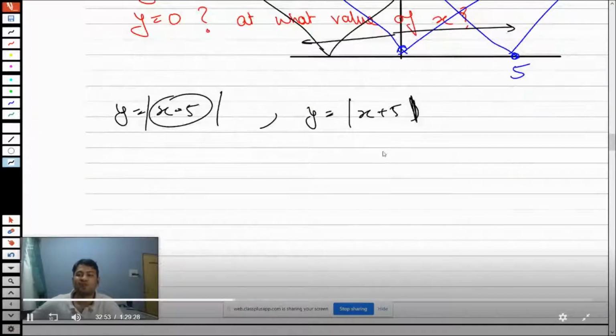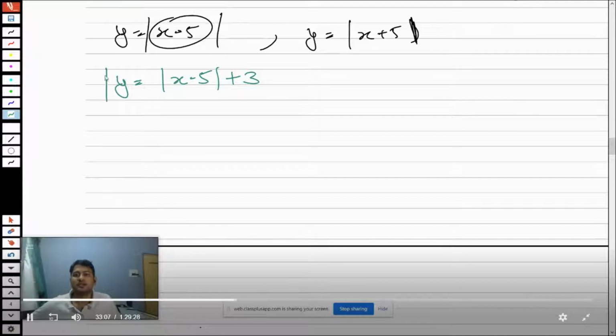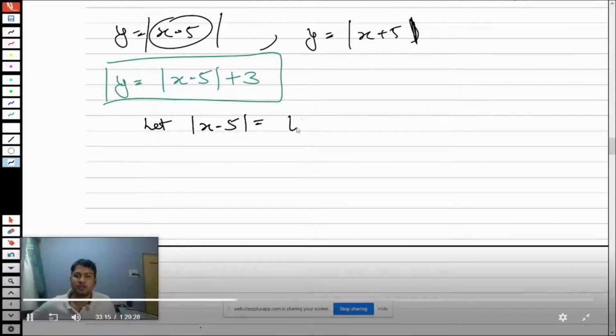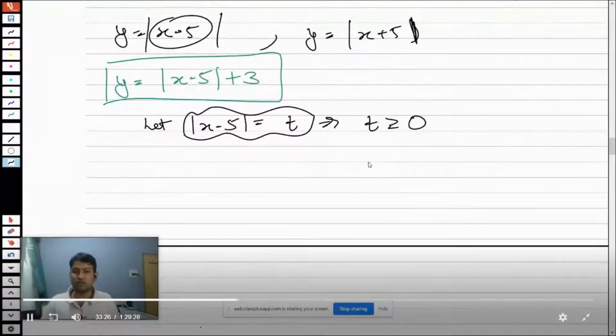Okay. Now, let's do another function. y equals mod of x minus 5, plus 3. So what does the graph of this thing look like? Again, let mod of x minus 5 be equal to t. So if t equals mod of x minus 5, then t is always greater than equal to 0. That's the nature of the modulus function. t is always greater than equal to 0. So t plus 3 will always be greater than or equal to 3.